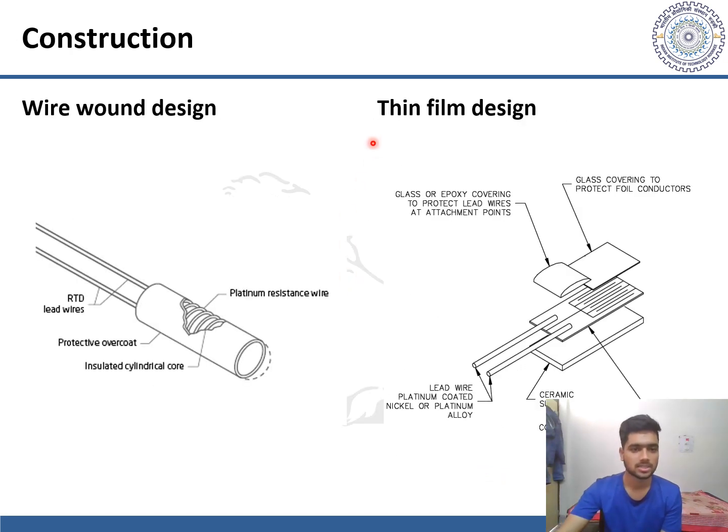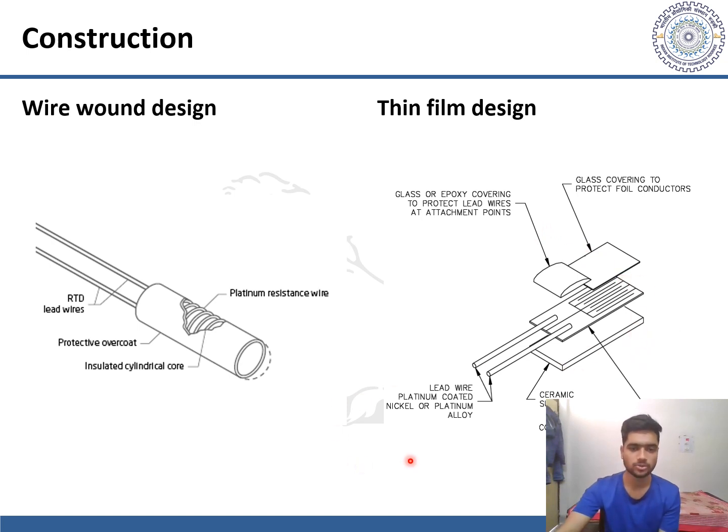Now, about the construction of the RTD, there are two types of design found. First is wire wound design, where the platinum wire is wound around a ceramic or non-conducting material, which provides the structural strength to bear more mechanical stress and vibrations. And the other type is thin film design, where the wire is placed on a sheet and covered by glass or epoxy from one side and ceramic from the other side.